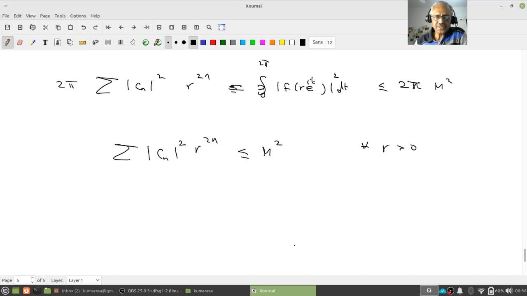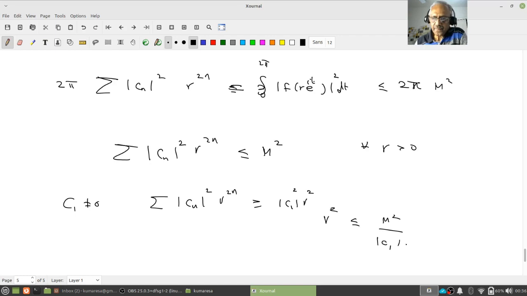Yes. Do you see something very interesting? Suppose my C1 is not equal to 0. Therefore, mod C1 squared r to the power 2 is less than or equal to M squared. That means r squared is less than or equal to M squared by mod C1 squared. But this is true for all r. As r tends to infinity, this goes to infinity, whereas this is bounded. And similarly for all Cn, the same thing.